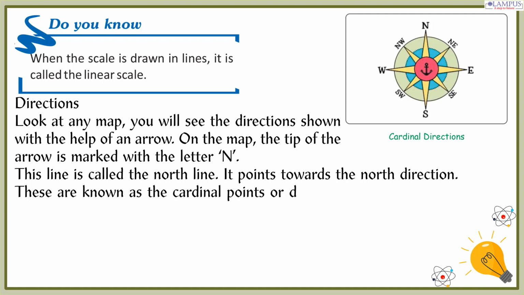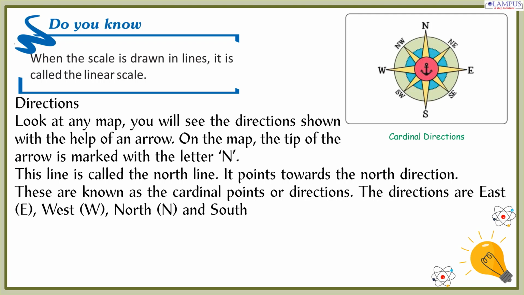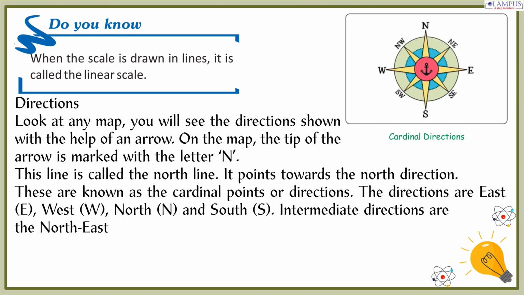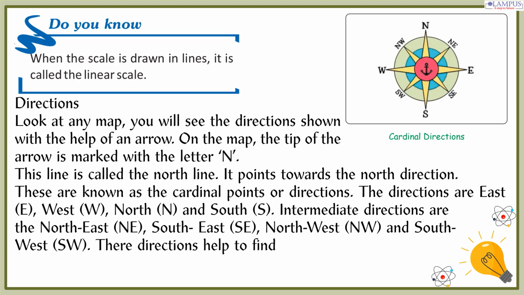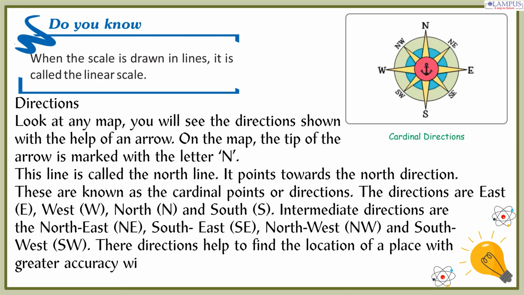The directions are east, E, west, W, north, N, and south, S. Intermediate directions are the northeast, NE, southeast, SE, northwest, NW, and southwest, SW. These directions help to find the location of a place with greater accuracy with the help of a compass.